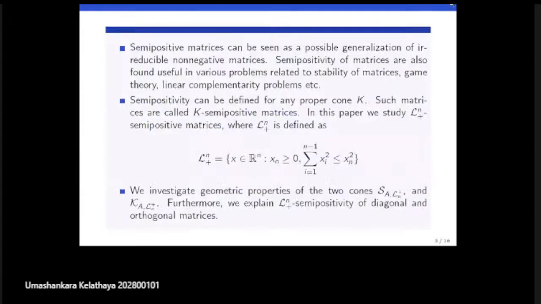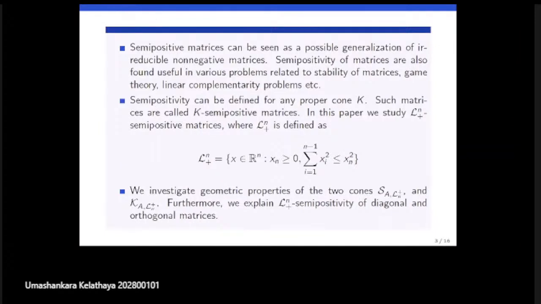Semi-positive matrices are the ones which map at least one positive vector to a positive vector, and non-negative irreducible matrices map every positive vector to a positive vector. In that way, semi-positivity of matrices can be seen as a possible generalization of irreducible non-negative matrices. Semi-positive matrices are also found useful in stability of matrices, game theory, linear complementarity problems, etc. Semi-positivity has also been studied in terms of any proper cone K. Such matrices are called K semi-positive matrices.